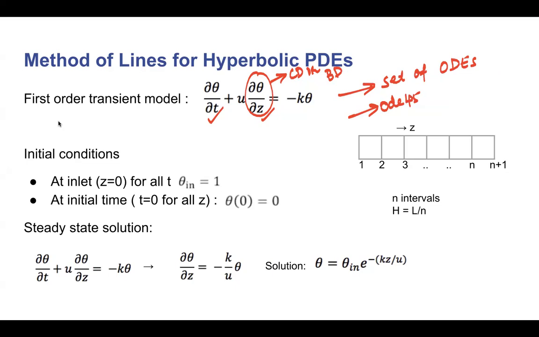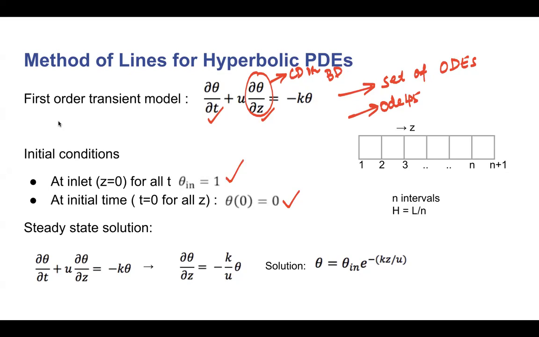So here what happens is, here we have dou theta by dou t plus u dou theta by dou z is equal to minus k theta. At time t equal to 0, we have the theta value to be 0, and at z equal to 0, the theta value is equal to 1. This is an analytical solution that is for the steady state.